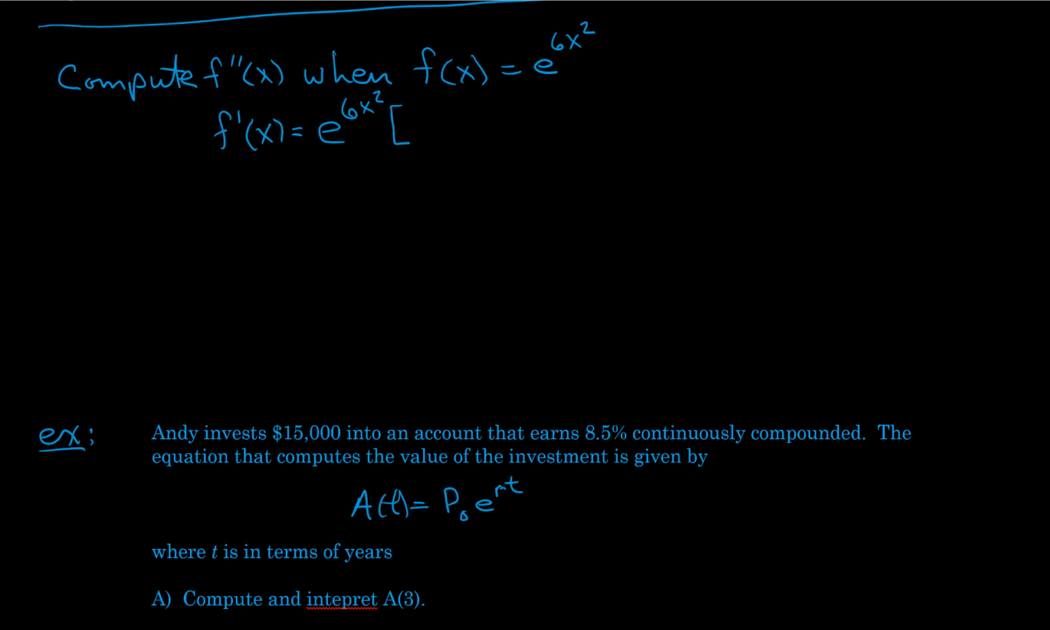times. Now we take the derivative of what's in the exponent. In other words, we take the derivative of the 6x squared. That derivative is going to give us a 12x. You can leave it in that form, but typically it's more appropriate to write this as 12x times e to the 6x squared. This will help us as we move into computing the second derivative. Okay, so let's go after the second derivative now.